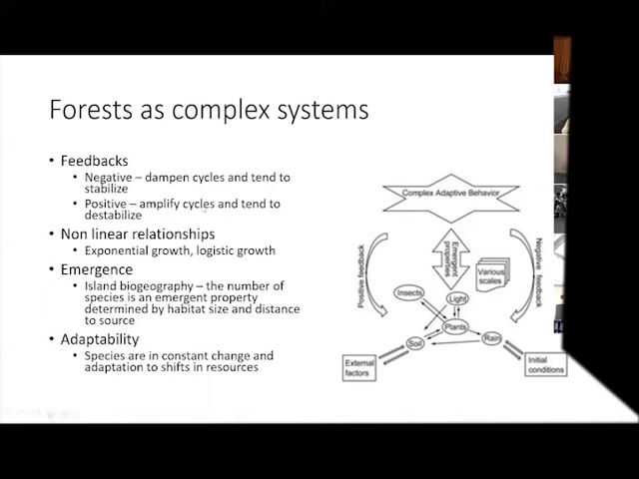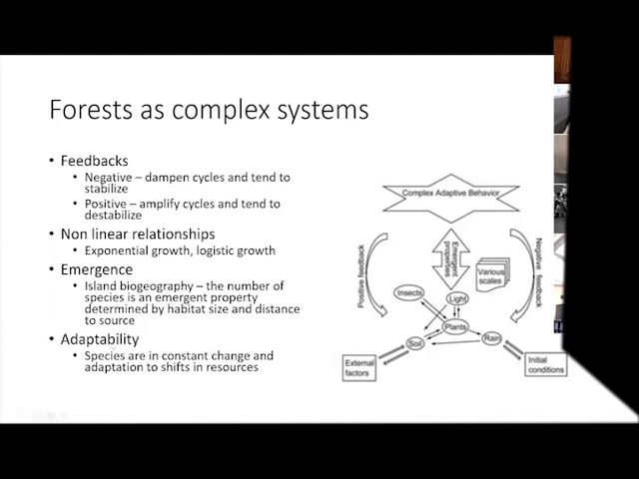Positive feedbacks tend to amplify cycles and very much can be destabilizing. A good example of a positive feedback is the one I was talking about with bay laurel. Bay laurel doesn't suffer mortality from Phytophthora ramorum. Mortality of tanoak seems to be increasing the abundance of bay laurel, which should have a positive reinforcement on populations of the pathogen, which should result in more mortality and less stability of our coastal forests. That's a potential long-term problem associated with this disease.